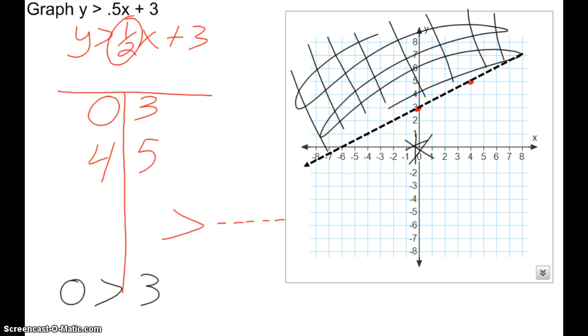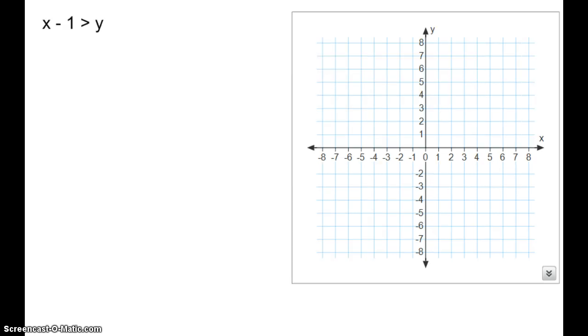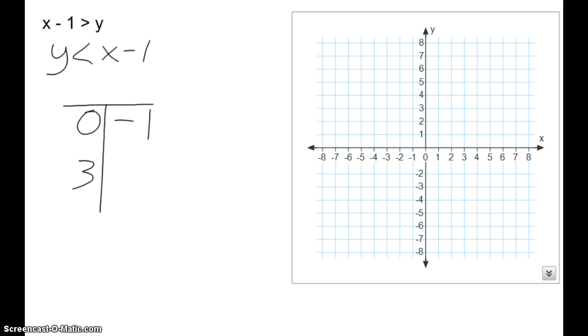Okay, moving on. X minus 1 greater than y. Okay? That's the same as y is less than x minus 1 for those people that didn't think so. We continue here with my t-table. 0 and 3. When I put a 0 in for x, I get negative 1. When I put 3 in, I get 2. So 0, negative 1 is going to be there. 3, 2 is going to be there.